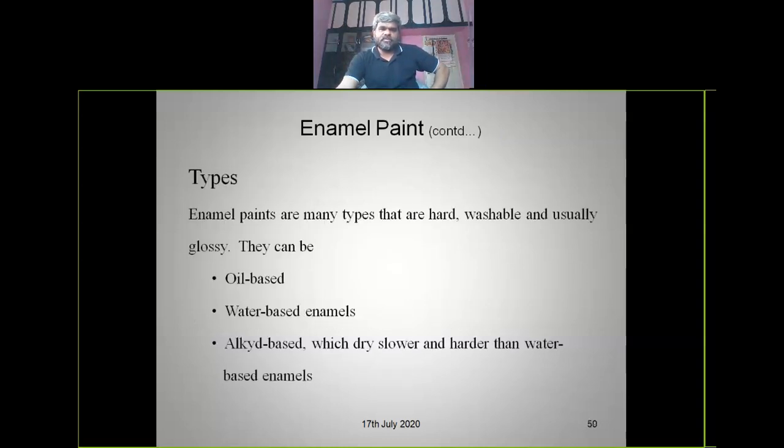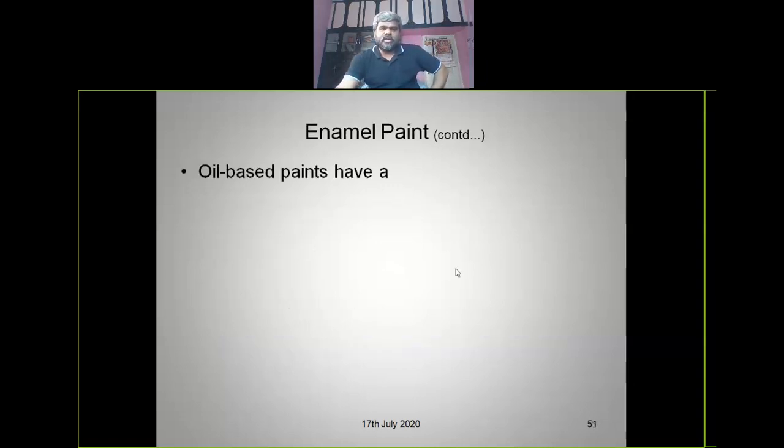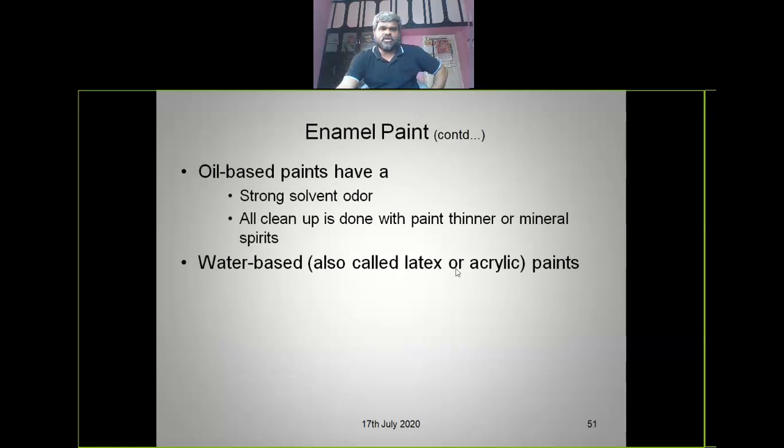Types of enamel paints. Enamel paints are of many types and are hard, washable, and usually glossy. They can be classified as oil-based enamel paints, water-based enamel paints, and alkali-based enamel paints. Oil-based enamel paints have a stronger solvent odor. All clean up is done with paint thinner or mineral spirits.